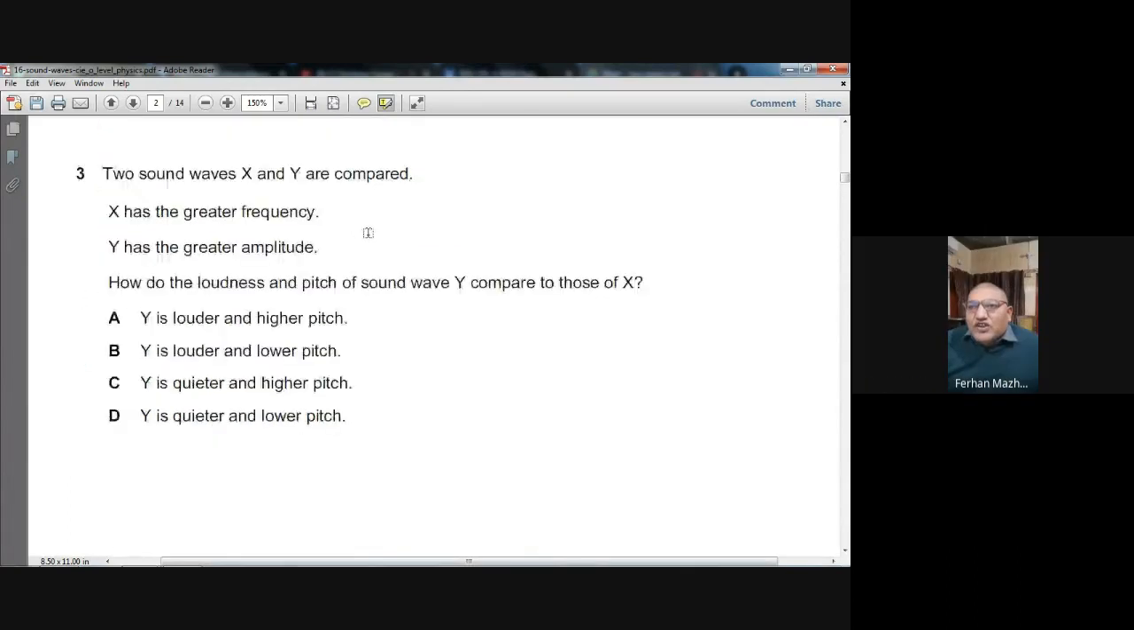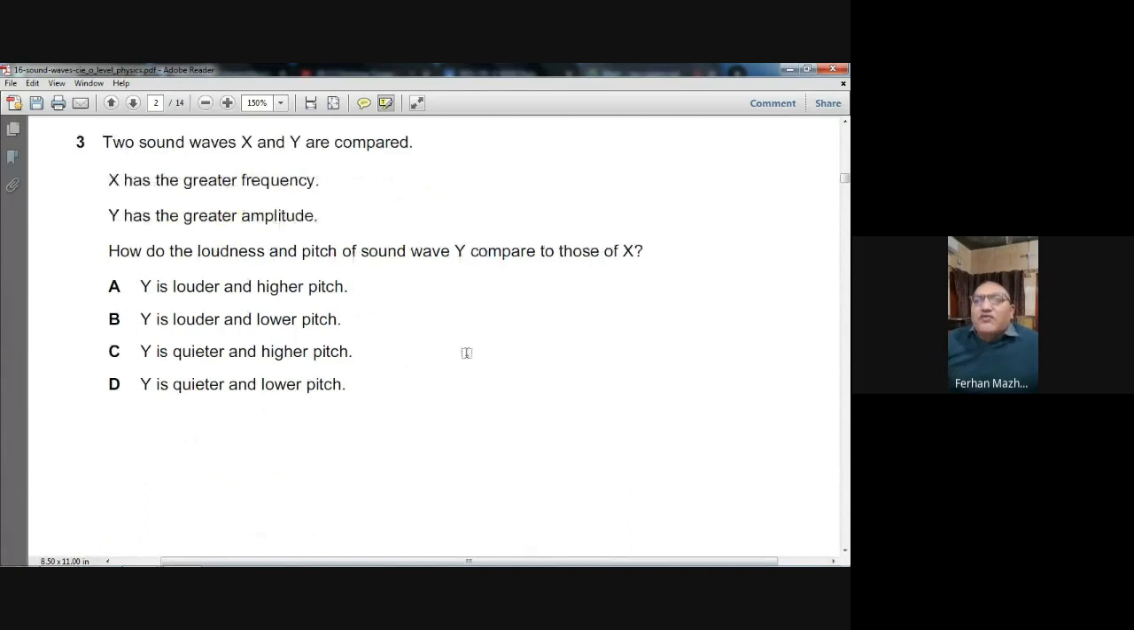So let's move to question number three. Two sound waves X and Y are compared. X has a greater frequency. Y has a greater amplitude. If it has a greater frequency, it means it will have a shrill sound and its pitch will be higher. And Y has a greater amplitude, which means it will be loud.